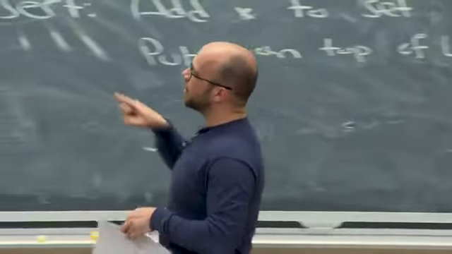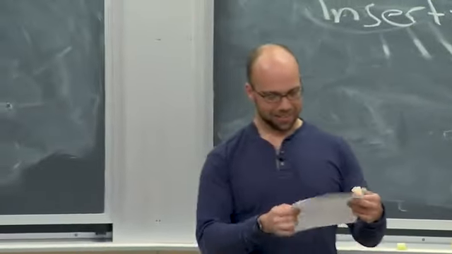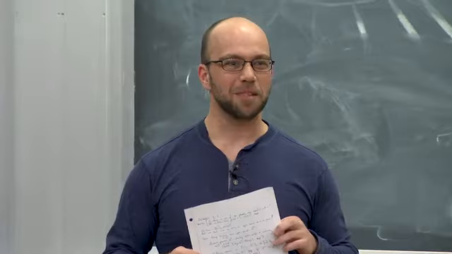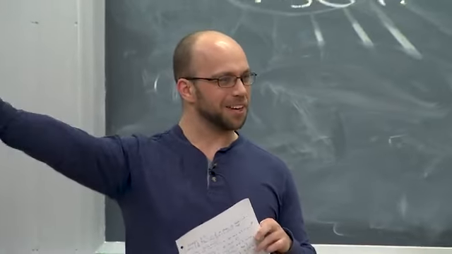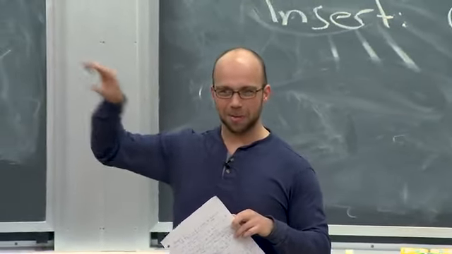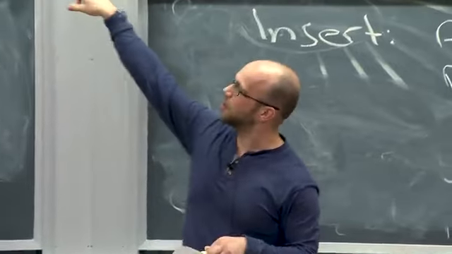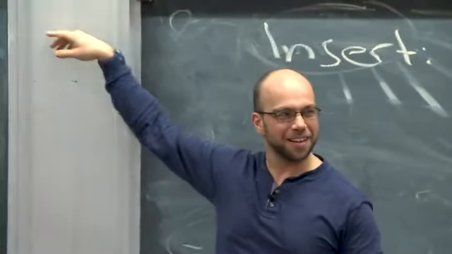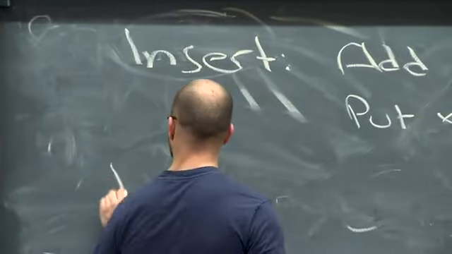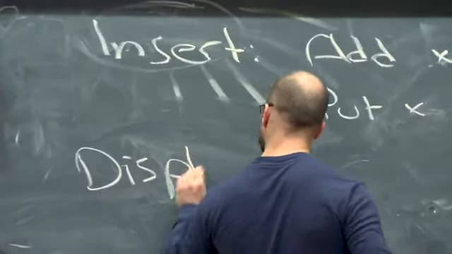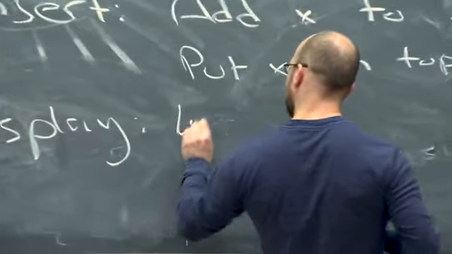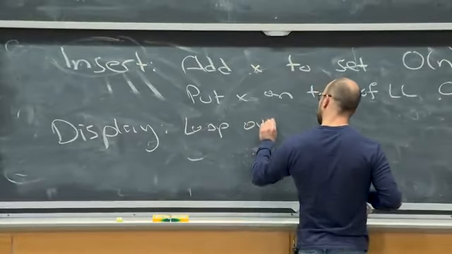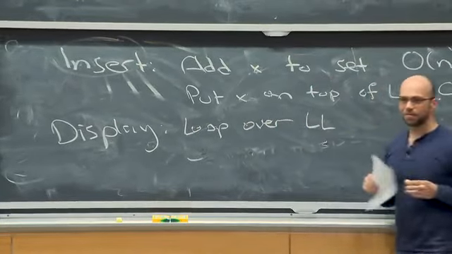Okay, so how do we display? I think that's the simplest one. I'm just going to iterate over the entire linked list and one by one output the order, because remember the whole point of the linked list is to keep track of all of our documents in order. So display, all you have to do is loop over the linked list.